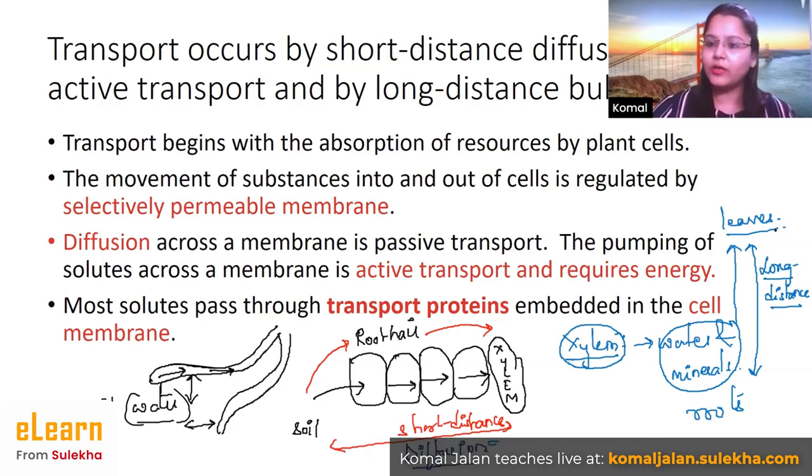But for long distance transport, diffusion will not play any role because diffusion is a very slow process. If the plant has a high demand for water and diffusion is playing the role, then it will take years and years for the plant to meet the demand for water. So for long distance transport, a different process is working. The process is bulk flow, which we will be discussing in detail.